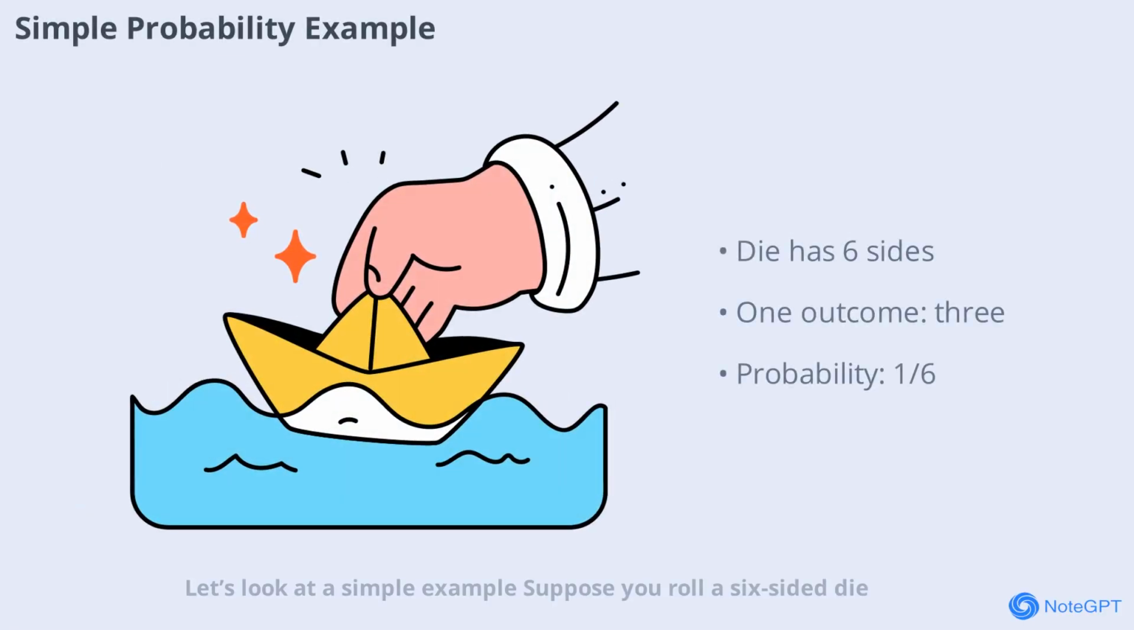Let's look at a simple example. Suppose you roll a 6-sided die. What's the probability of rolling a 3? There's only 1 three and 6 possible outcomes, so the probability is 1 divided by 6, or about 0.167. This straightforward approach can be used for any event where all outcomes are equally likely. Practicing with simple examples helps build a strong foundation for more complex problems.